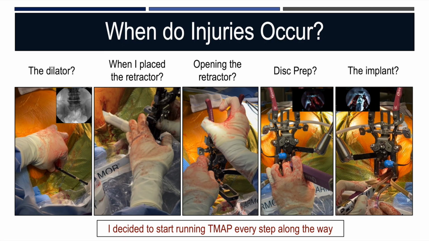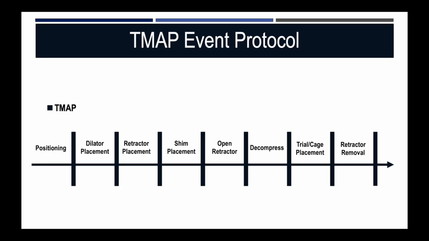During lateral surgery, especially L4-5, an injury can occur from the time the dilator is placed to the time the implant is placed. So I wanted to ask myself, when do injuries occur? So I began running TMAP systematically throughout my cases. Because TMAP gives us real-time data, for every case, I follow this protocol, and it has allowed us to identify when nerve injuries happen intraoperatively.